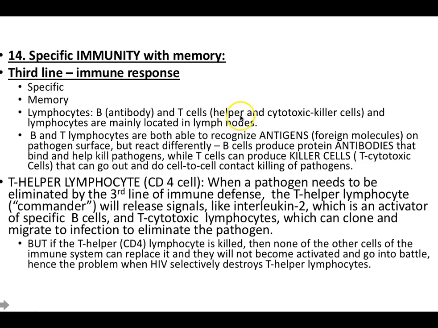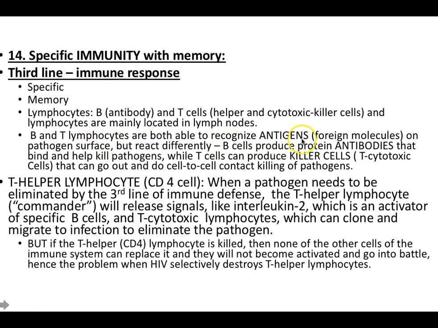And what's important to know for this exam is the helper T cell and the cytotoxic killer cell. The helper T cell is going to be able, with the release of different cytokines like the interleukins, to orchestrate an attack. It would be able to orchestrate the B cells to produce more antibody, and these cytotoxic and natural killer cells to go out and kill. And these lymphocytes are found in the blood, but they're mainly stored in the lymph nodes.